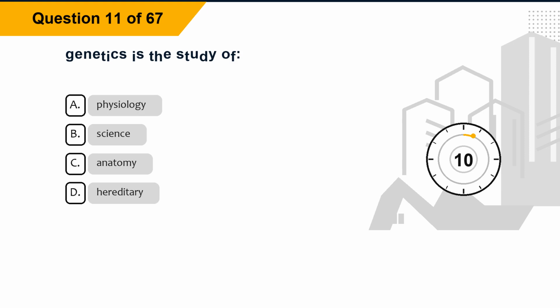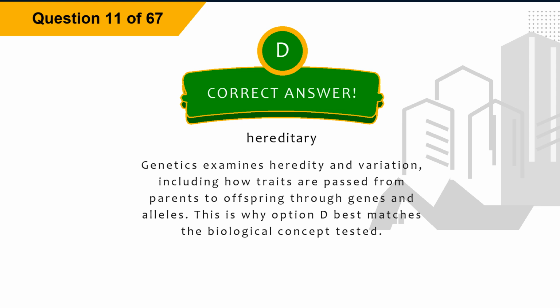Question 11. Genetics is the study of option A, physiology, option B, science, option C, anatomy, option D, hereditary. The correct answer is option D, hereditary. Explanation. Genetics examines heredity and variation, including how traits are passed from parents to offspring through genes and alleles. This is why option D best matches the biological concept tested.